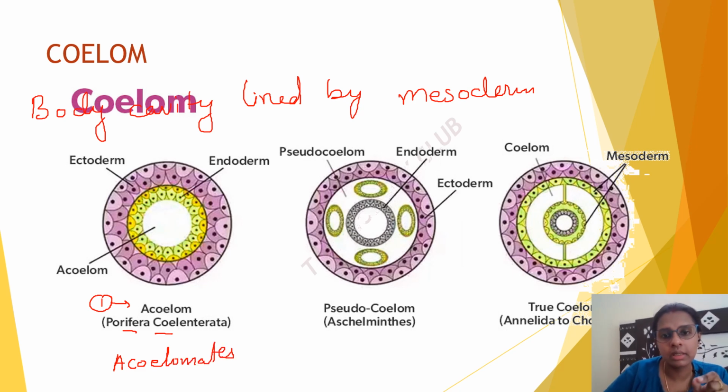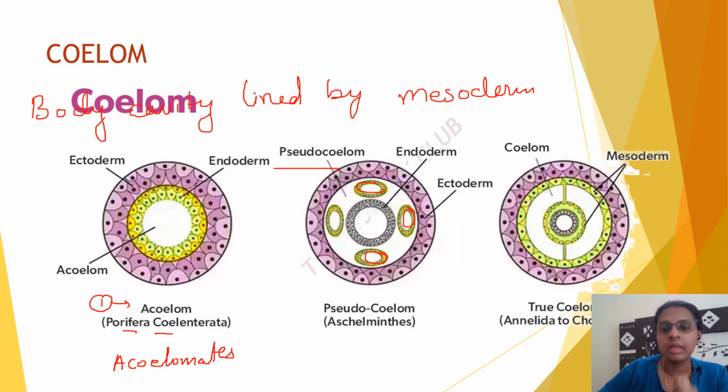Now the next one is pseudocoelomate. In some animals, the body cavity is not lined by mesoderm. Instead, mesoderm is present like a pouch. You can see here, these mesoderms are present like pouches. This type of organization leads to pseudocoelomates. The animal is known as pseudocoelomate and this organization is known as pseudocoelom.